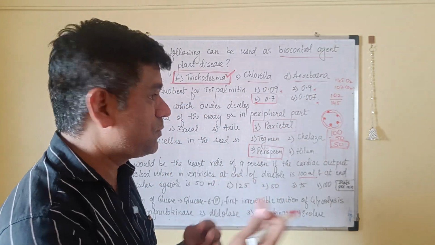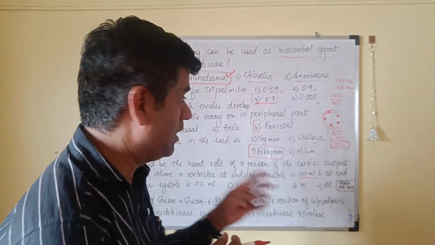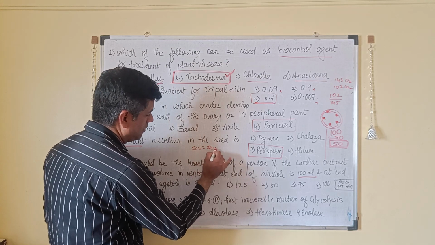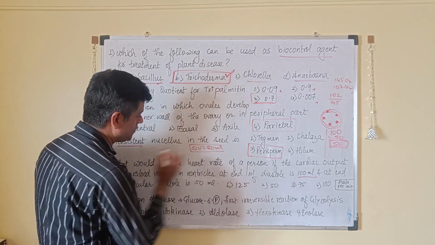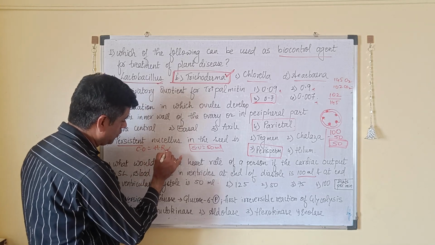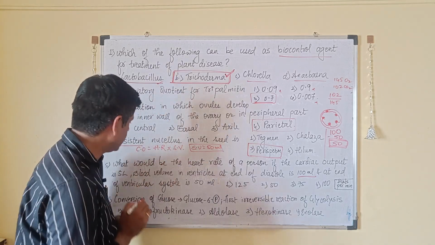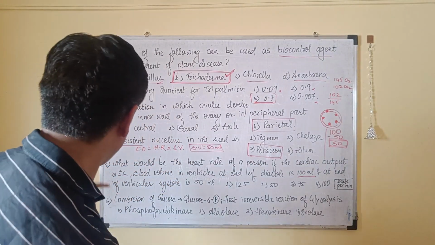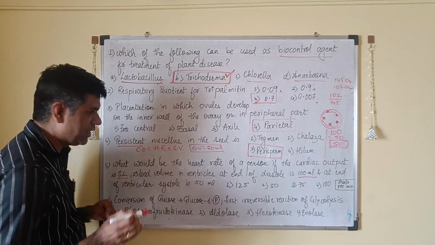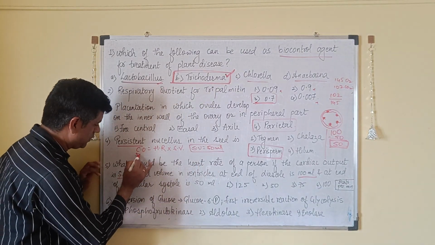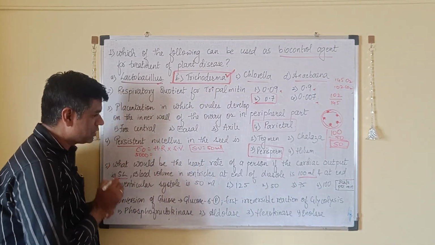So the blood which is pumped out is around 50 ml, right? So the stroke volume is around 50 ml. Your cardiac output, we know, is heart rate into your stroke volume, right? So cardiac output is how much? 5 liters. So 5 liters is how many ml? 5000, right? So cardiac output is 5000 ml.